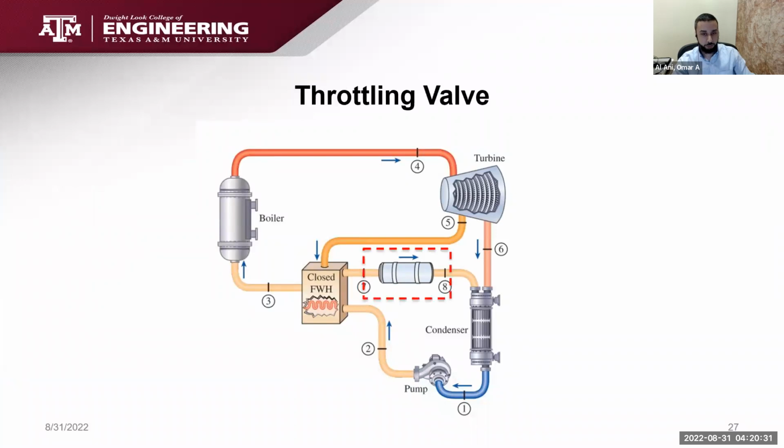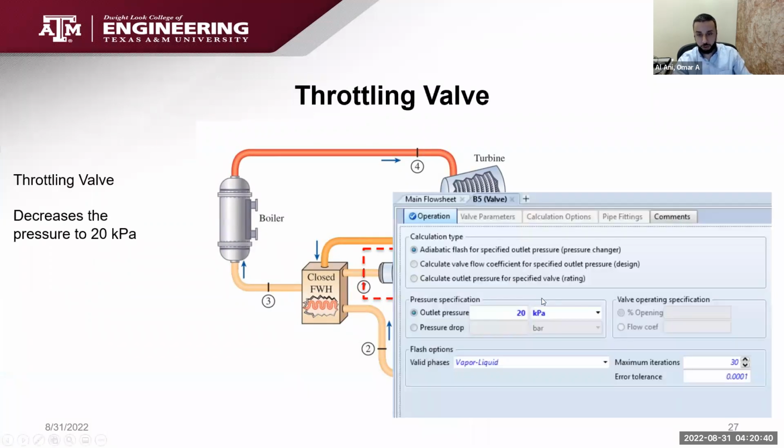For the throttling valve, we know the throttling valve just is an isentropic decrease in pressure. So it decreases the pressure to 20 kPa. So we need to specify that as our outlet pressure.